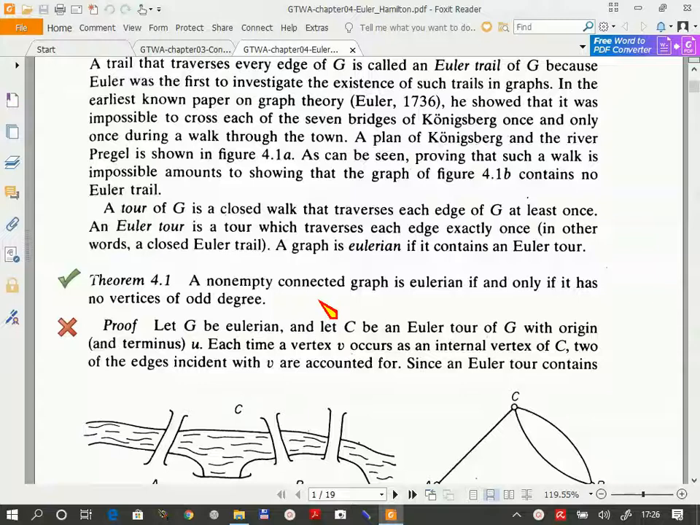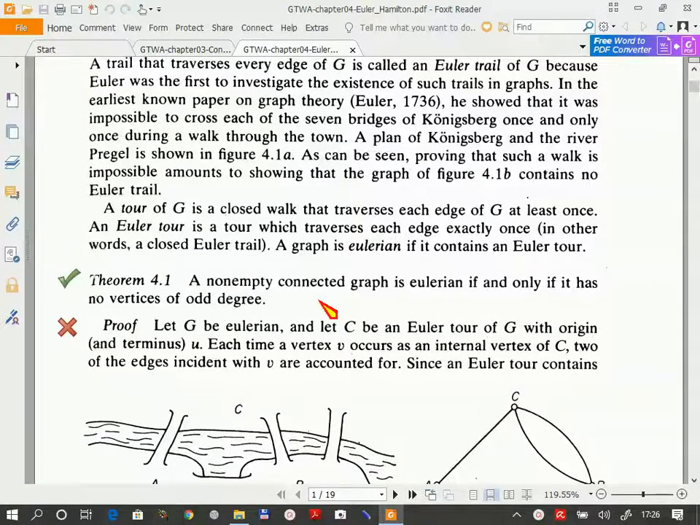If you get to the end and all of them have even degree, then you're sure that an Euler tour exists. How to find it? We'll talk about that later. But then you have this thing, that an Euler tour is possible. How do you do it?